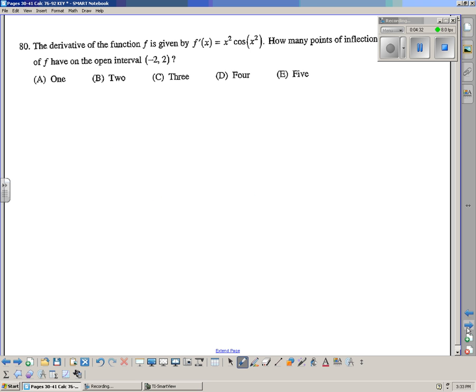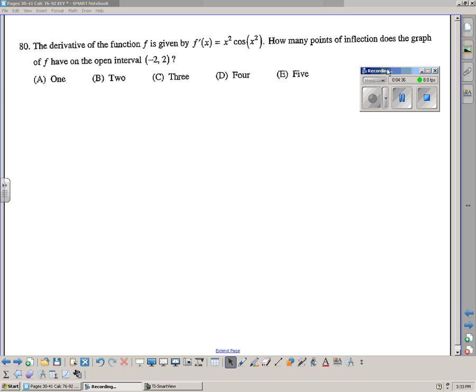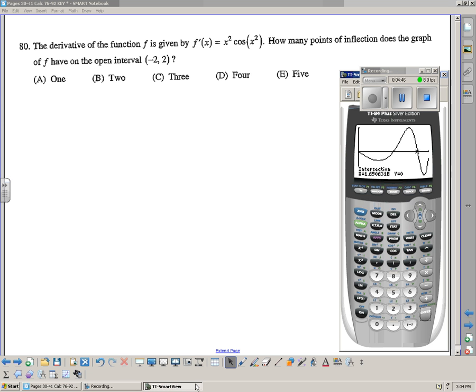Number 80. The derivative of the function f is given by f prime of x equals x squared cosine of x squared. It says how many points of inflection does the graph of f have on the open interval -2 to 2. So f prime of x, I'll type it in. So clear this out. X squared cos of x squared. And I only want to go from -2 to 2.